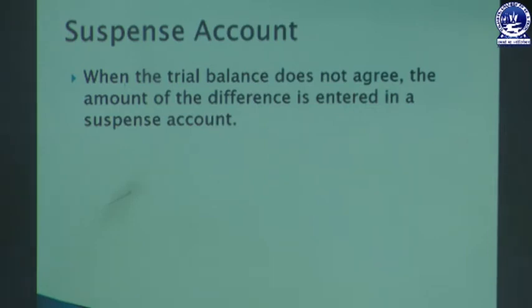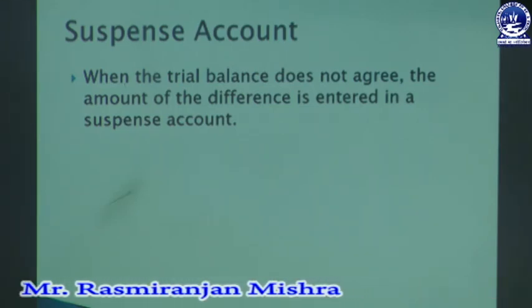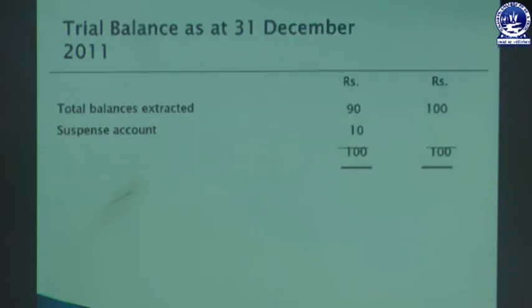Then the next one is suspense account. When the trial balance does not agree, the amount of the difference must be entered in a suspense account. So when any type of error is there, the total of the debit balance and credit balance does not tally, and in that case the difference is put under the head of a suspense account.